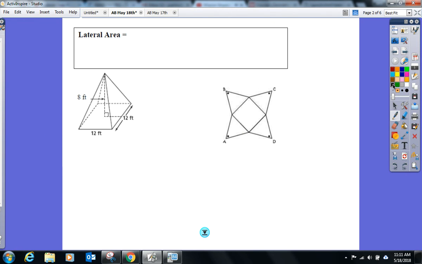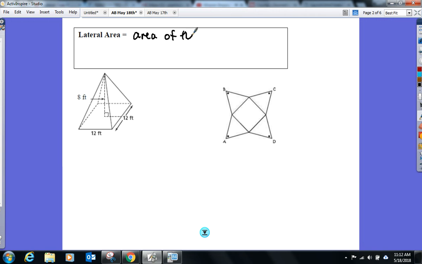Lateral area now. Explain to me what lateral area was again from yesterday. Everything but the base. Take away the base. What's left? Triangles, right? All of them are congruent. It's the area of all the triangular faces. Go back to last unit. Area of a triangle: 1/2 base times height, times the number of triangles I have.